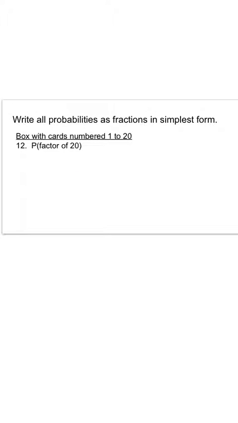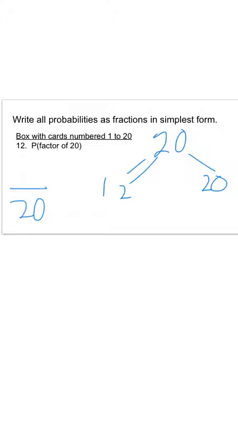Number 12, the probability of a factor of 20. Remember that you have 20 possible choices. So now you need to figure out what divides evenly into 20. We know that 1 and 20 multiply times each other to get 20. Also, 2 and 10. 3 does not divide evenly into 20, but 4 and 5 do. So these are your possible choices of factors of 20.